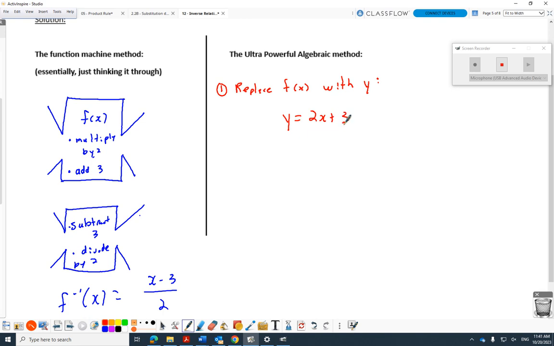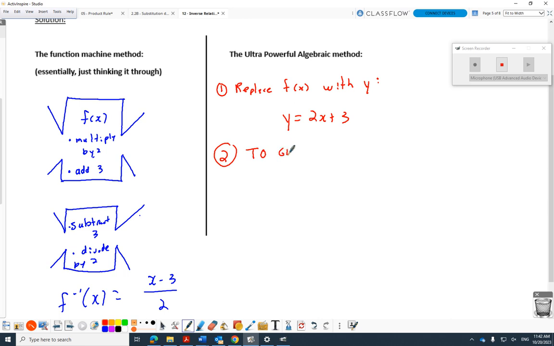There's absolutely no reason to do that except to make the algebra easier. That's the only reason. f of x means y, so if we're going to do some algebra with it, let's just call it y and make our life a little easier. So that step is sort of a non-step. I haven't done anything yet. Step 2 is the whole deal. Step 2, I'll do it in capital letters.